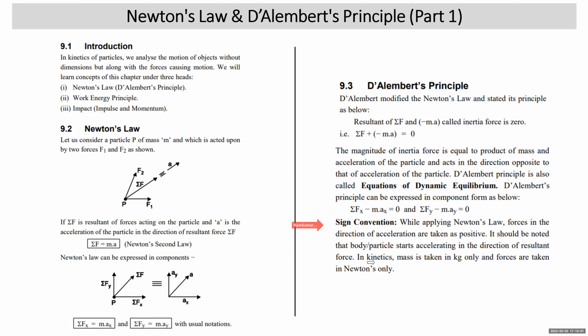Another thing is about the units. In kinetics, mass is taken in kg and forces are taken in newtons only. When you are solving the problems of statics, you take forces sometimes in Newton and sometimes in kilonewton. But when you are solving the problems of Newton's law or kinetics of particle, that is Newton's law or work, energy or impact, you should take mass always in kg and forces always in Newton.